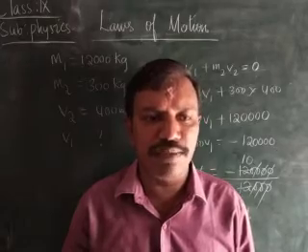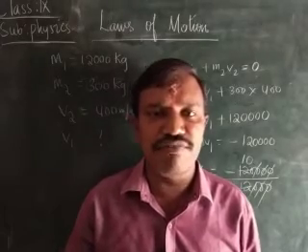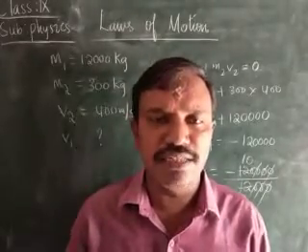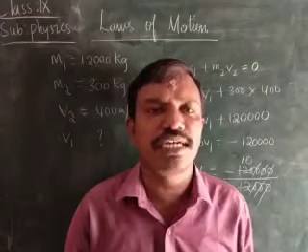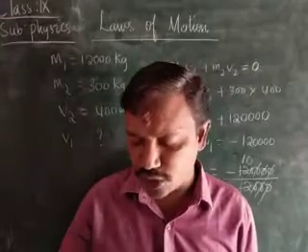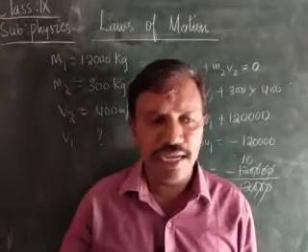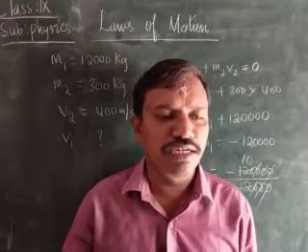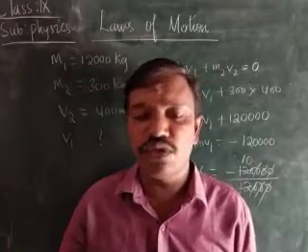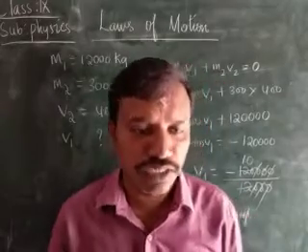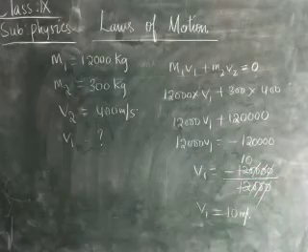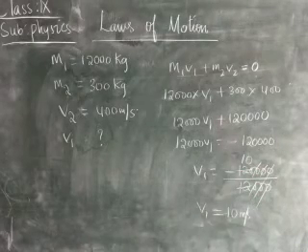Normally impulse is denoted by the letter I. I is equal to F net into time, that is force into time. The product of force and time is called impulse, children. And here impulse is divided into 2 types, children, that is impulse force and impulsive force.